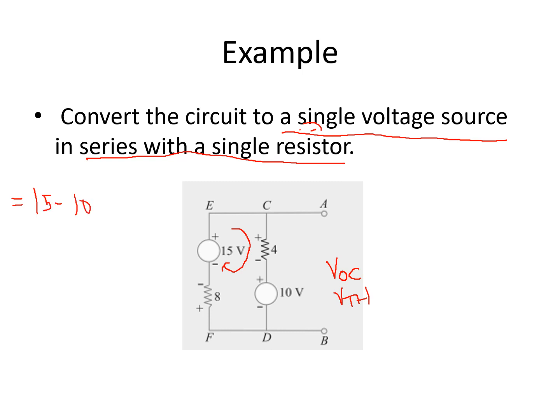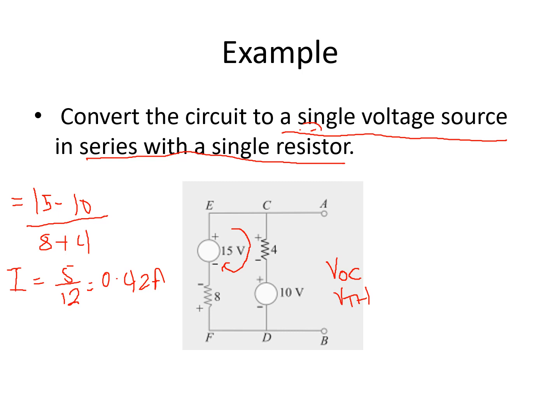So 15 minus 10 divided by what is our total resistance here? Our total resistance is simply the sum of 8 and 4, because this is simply a series circuit. This circuit is already open, so no current will flow at this part of the circuit, making this a simple series circuit. So our total resistance there is simply 8 plus 4, which is equal to 12 ohms. So your current now is equal to 5 over 12, or this is equivalent to 0.42 amperes.